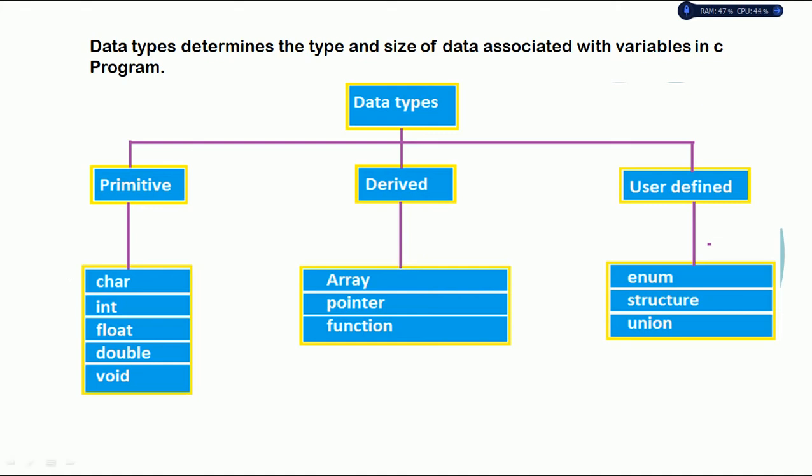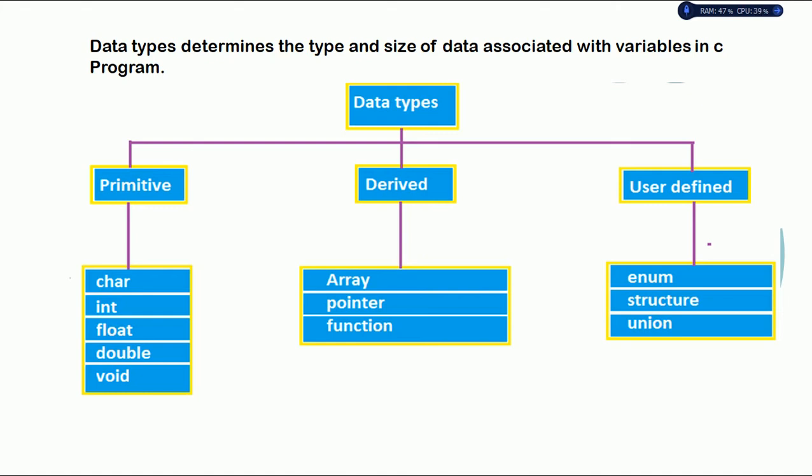Now coming to the primitive category, the primitive data types are character, which is the lowest data type, and then integer, float, double, and void. We'll see in brief about all these data types a little bit later. Now coming to derived data types, I already said derived data types can be formed from your primitive data types. With the help of the primitive data types, you can define other data types that are said to be derived. Array, pointers, and functions come under this derived category.